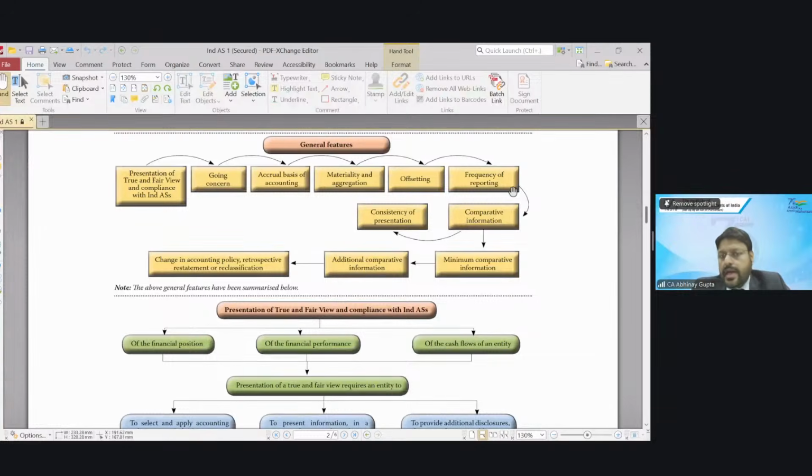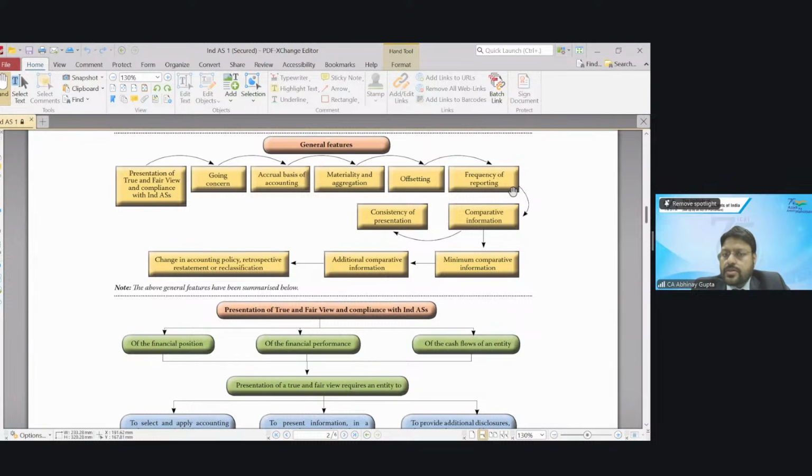Going concern, anyway, so all these assumptions are more or less similar to what we have studied and followed under the IGAAP framework as well, right? So we prepare the financial statements assuming the company will continue at least for the next 12 months, right? So that is what the going concern assumption is, the basis on which we prepare the financial statements. If this assumption is not in place, then we wouldn't be preparing financials the way we are preparing, right? Accrual basis of accounting, we don't follow the cash basis, right? We accrue all the expenses, we accrue all the income, even if those are not received or paid, right?